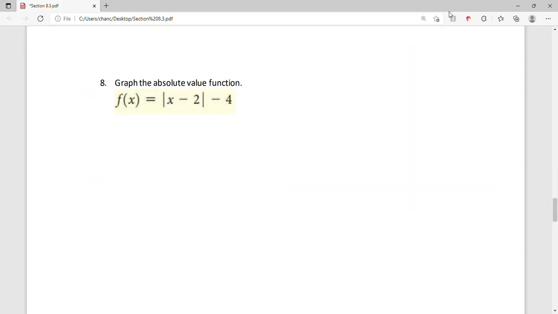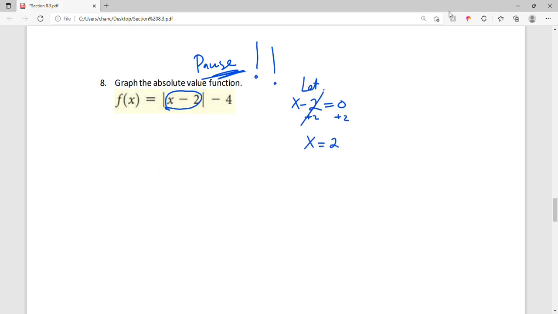This is your opportunity now to take some time and to pause that video so you can do this problem on your own. I'm going to start by letting the x minus 2 be equal to 0 again. That's so we can find the location of that vertex. This gives me x is equal to positive 2.